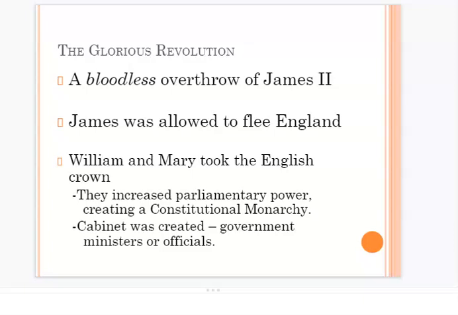James II said, run away. He flees because he sees he has no support. He doesn't want to die like his father. He is overthrown, and William and Mary will take the English crown. However, they will have to sign a Bill of Rights, which means they will actually be constitutional monarchs. Parliament's power will be created and a cabinet will be created.